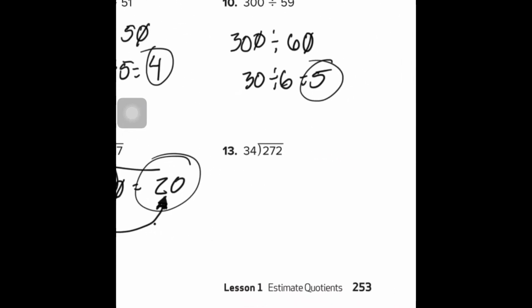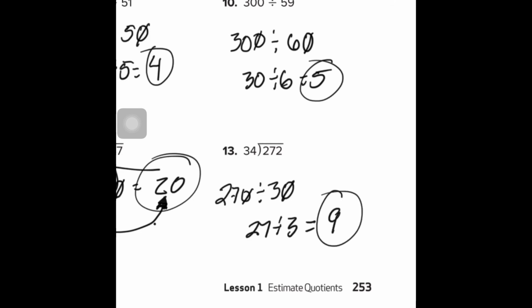Number 13. Again, first thing we do, estimate the divisor. 34 is closer to 30 than to 40. And something that's compatible. 272. I know that 27 is compatible with 3. So bring that 0 down. And I can cross off a 0. And then I have 27 divided by 3 equals a 9.